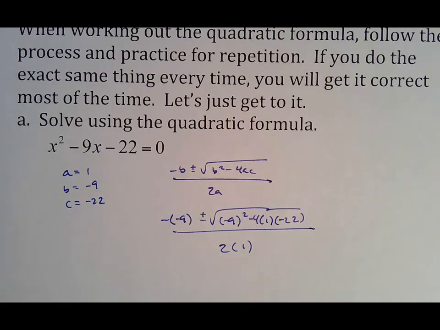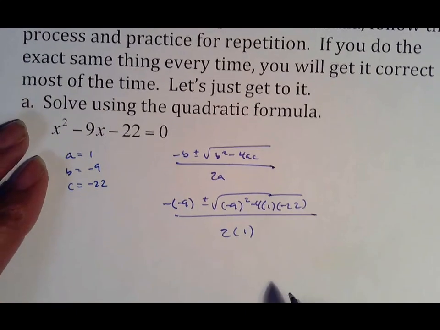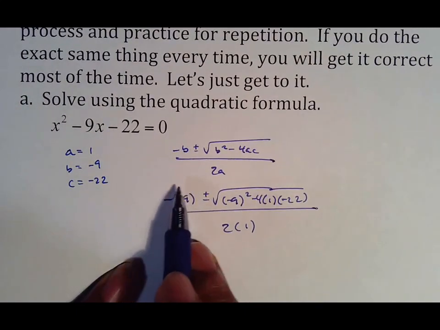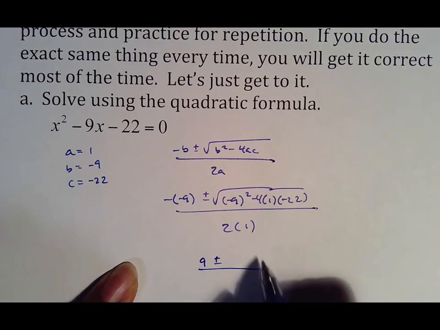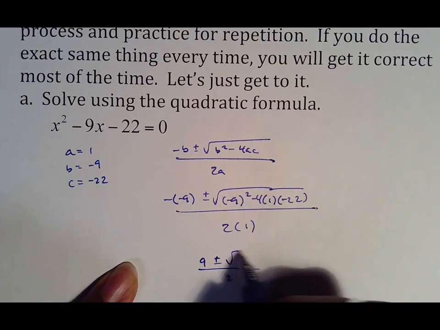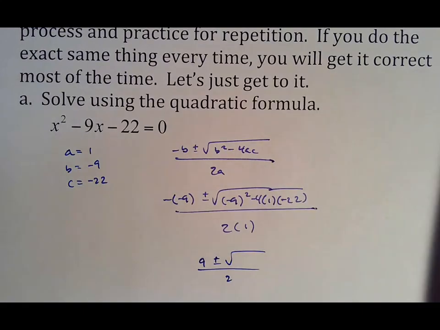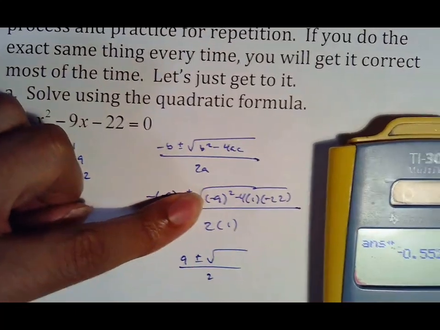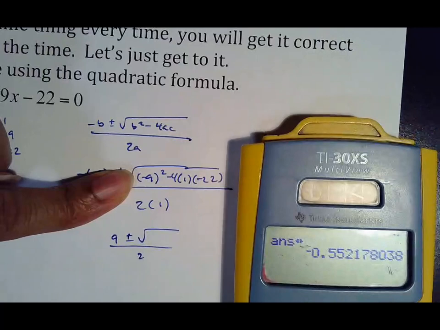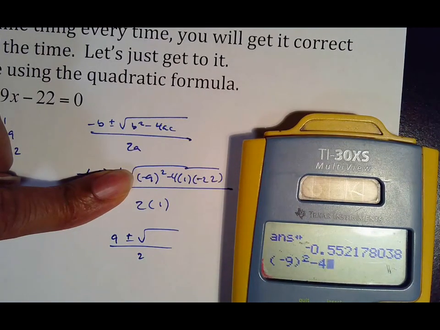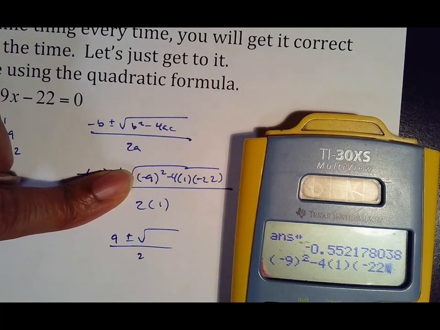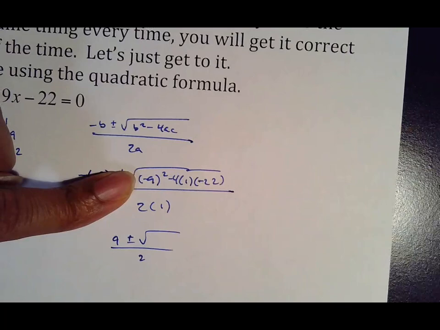But what I do is work it out in thirds. In other words, simplify the three parts. Easiest parts to do are the negative 9, which makes 9, and the 2 times 1, which is 2. All I have to do now is type this bottom part in exactly. Do not type the square root. Type in the numbers. So negative 9 squared minus 4 parentheses 1 parentheses negative 22 equals 169.